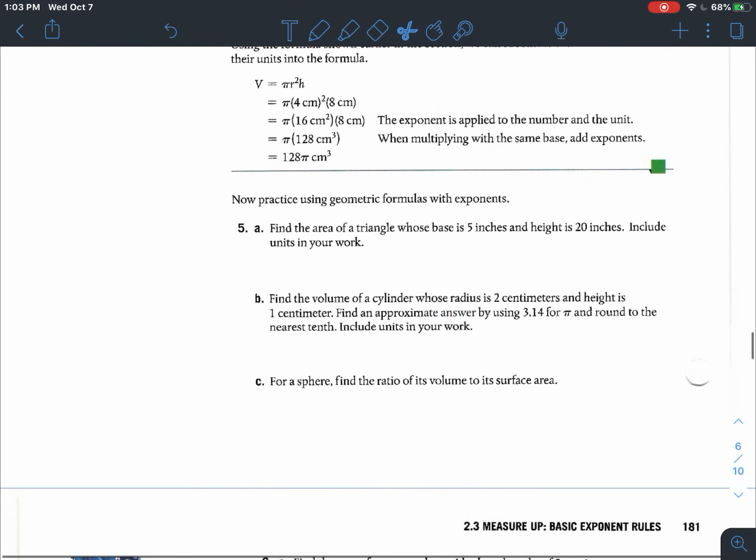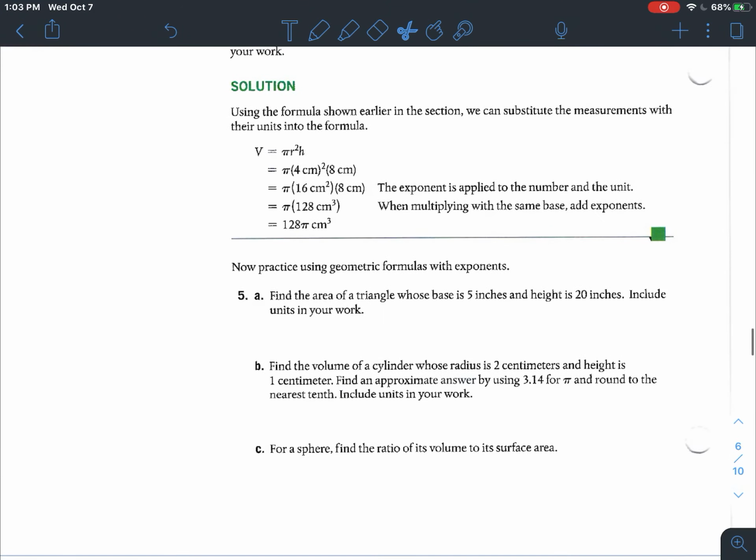And then the last one, this is an important one to go through. You will see something kind of similar on your test. Here is a little bit of adding in some word problems to it. So we have using geometric formulas with the exponents. Find the area of a triangle whose base is 5 and height is 20. Include the units in your work.